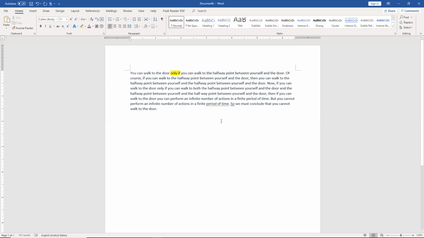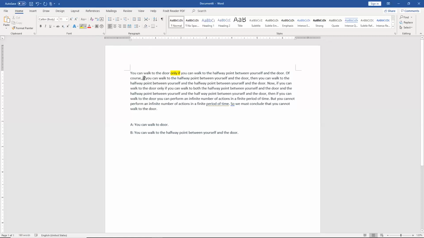So I'll just write that out. So we have A, you can walk to the door. That would be our first one. B, you can walk to the halfway point between yourself and the door. This was a very common mistake. Okay, moving on, continuing to identify the connectives.